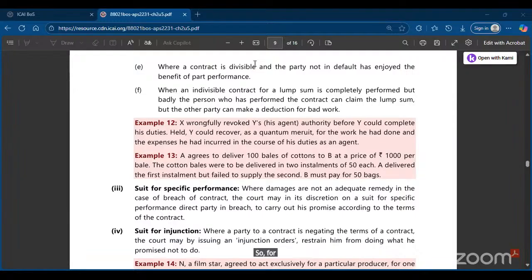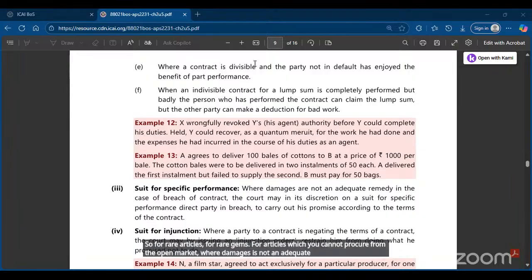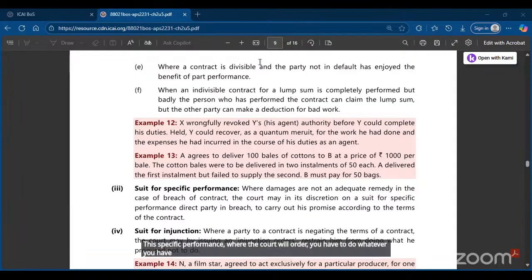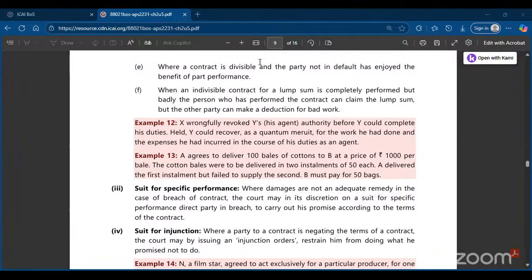So for rare articles, for rare gems, for articles which you cannot procure from the open market, where damages is not an adequate remedy, you have to go for specific performance, where the court will order you to do whatever you have promised. Specifically, whatever you have told, that only you have to fulfill. That is called a suit for specific performance. Did you understand it or no? Yes, sir. Okay, go ahead.